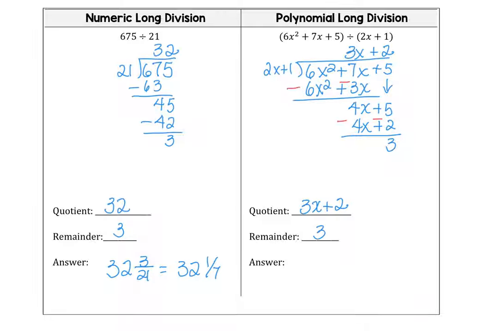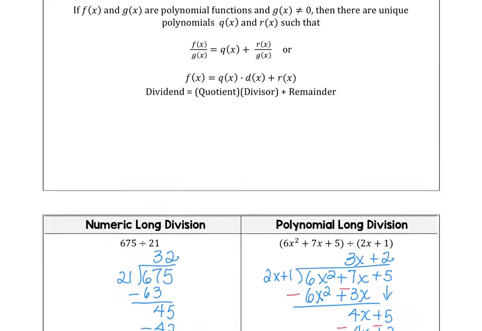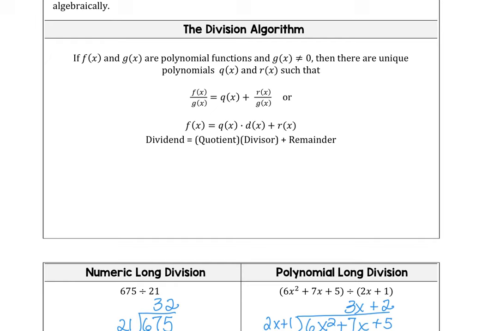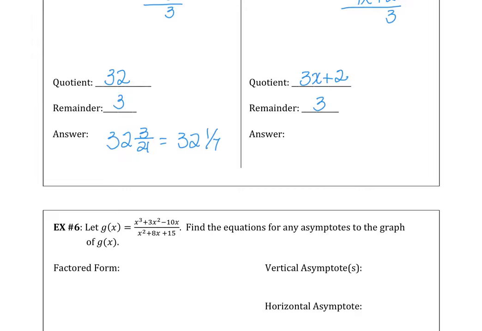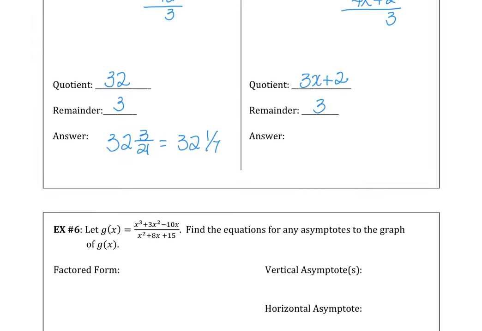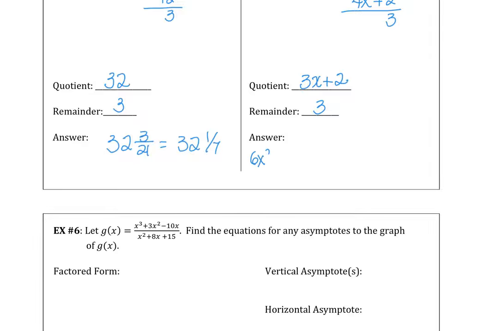Remainder is 3, and using the division algorithm, which I didn't dwell on, but it's stated up here, your dividend is equal to the quotient times the divisor plus the remainder. So we could write it in that format. The dividend, which is 6x squared plus 7x plus 5, is equal to the quotient times the divisor plus the remainder.